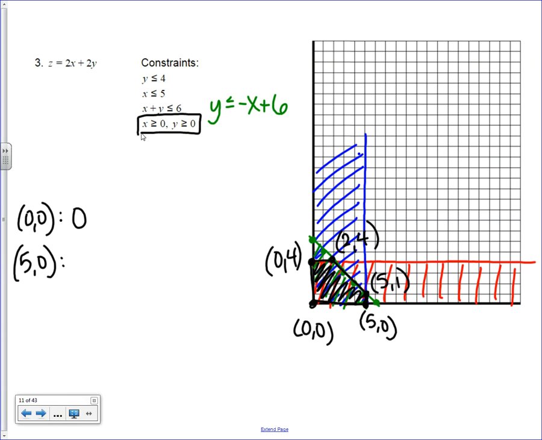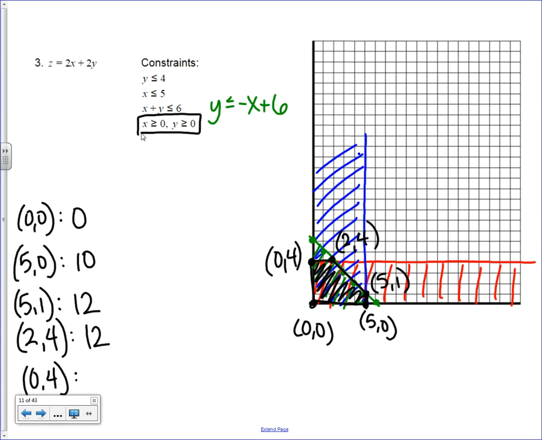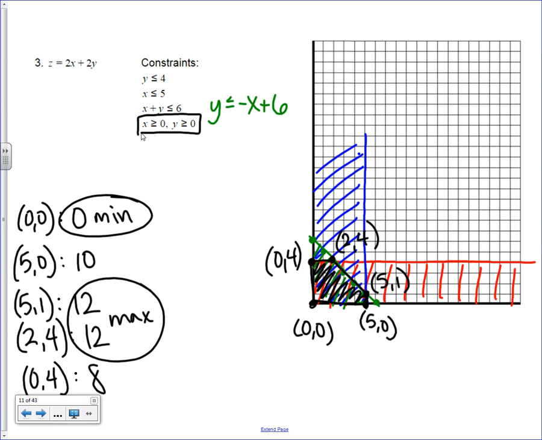(5, 0), when I plug that in, should give me 10. (5, 1), when I plug it in, should give me 12. (2, 4) also gives me 12. And (0, 4) should give me 8. So it looks like my min is this. Looks like both of these are the max. They're both 12. Now I want you to notice what that is over here, folks. That is this point right here and this point right here. Do you see how they are both on the same line? That means that any point on this line right here is also the max.